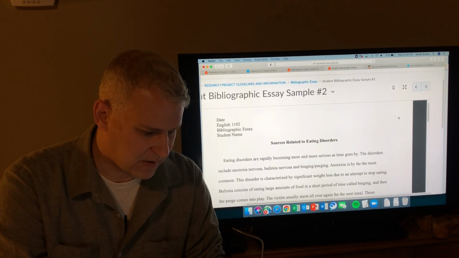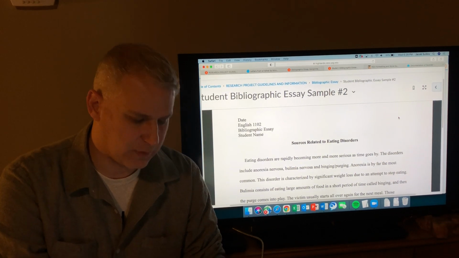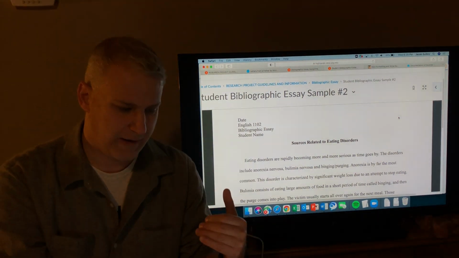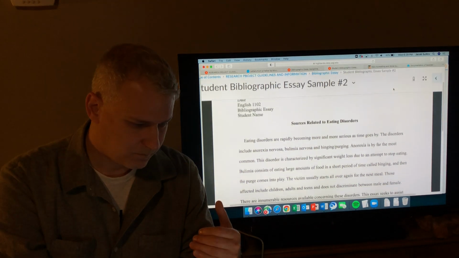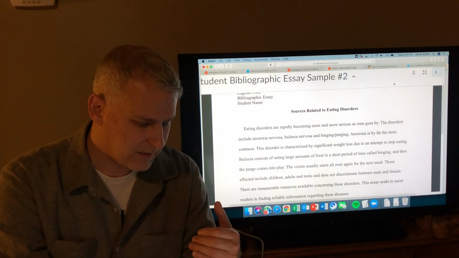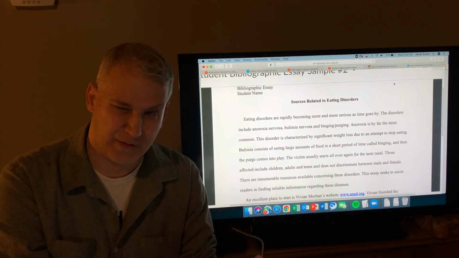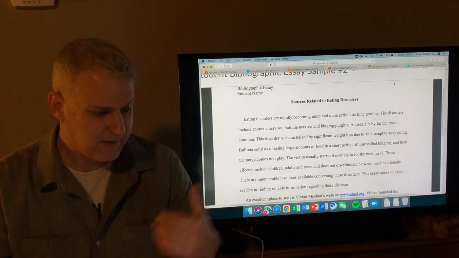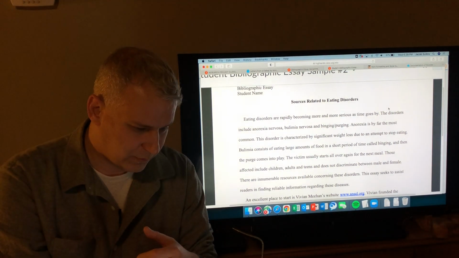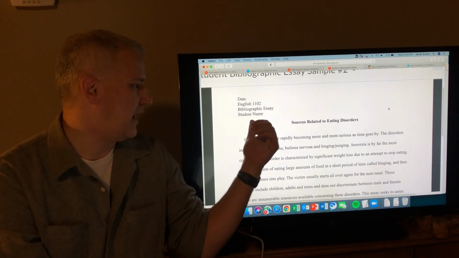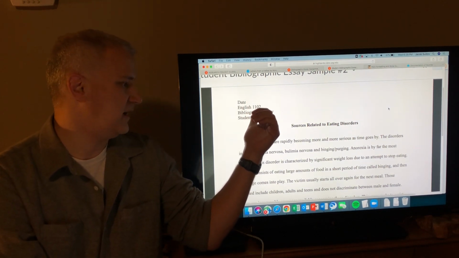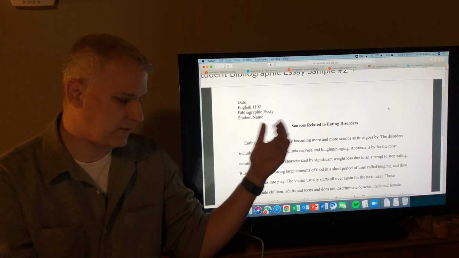Because there's just a very basic thing that I want to emphasize to you about what I'm grading for when I grade this paper. So I'm going to scroll down to it here. This is a sample paper that a student wrote several years ago. It's an A paper. Okay, so here's what I'm grading for. You got the student's name, the date, English 1102, bibliographic essay, here's the student's name.